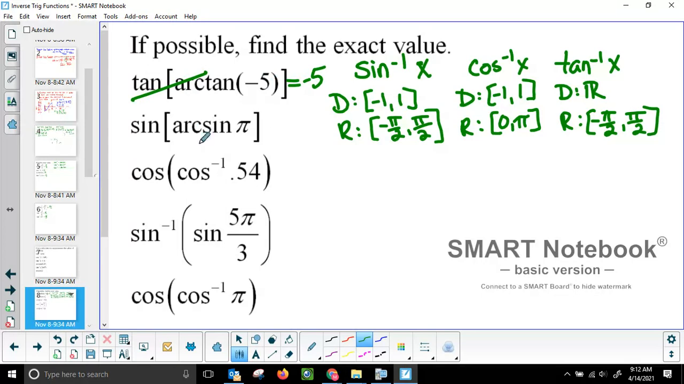All right, arc sine, my inverse sine over here. My domain is -1 to 1. Is pi between -1 and 1? Ladies, is pi between -1 and 1? No. Yeah, I'm just looking at you two over there. No. All right. So we're not even allowed to plug pi in here. All right. So this is undefined. Right? You can't do it.